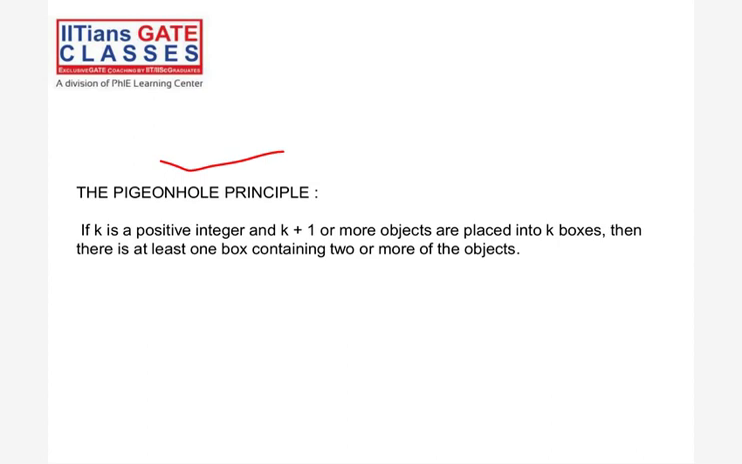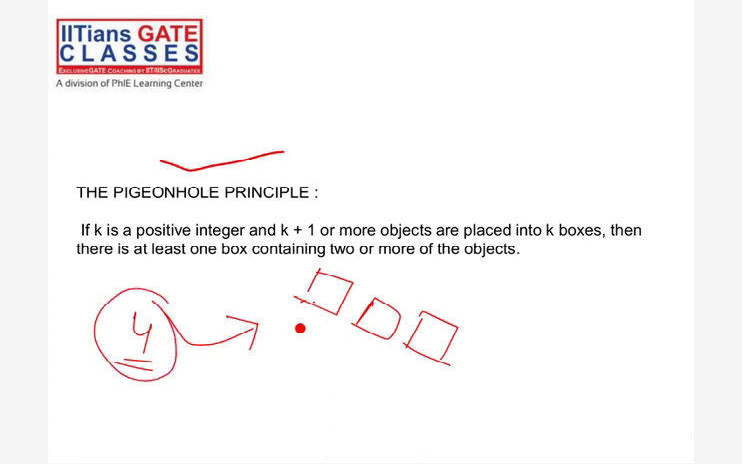Now this pigeonhole principle is a very intuitive principle. Basically what it is saying, let's assume that there are 3 rooms, and let's assume that there are 4 students. So there are 3 rooms and 4 students. Since there are 4 students and only 3 rooms, at least one room must contain 2 students, right?